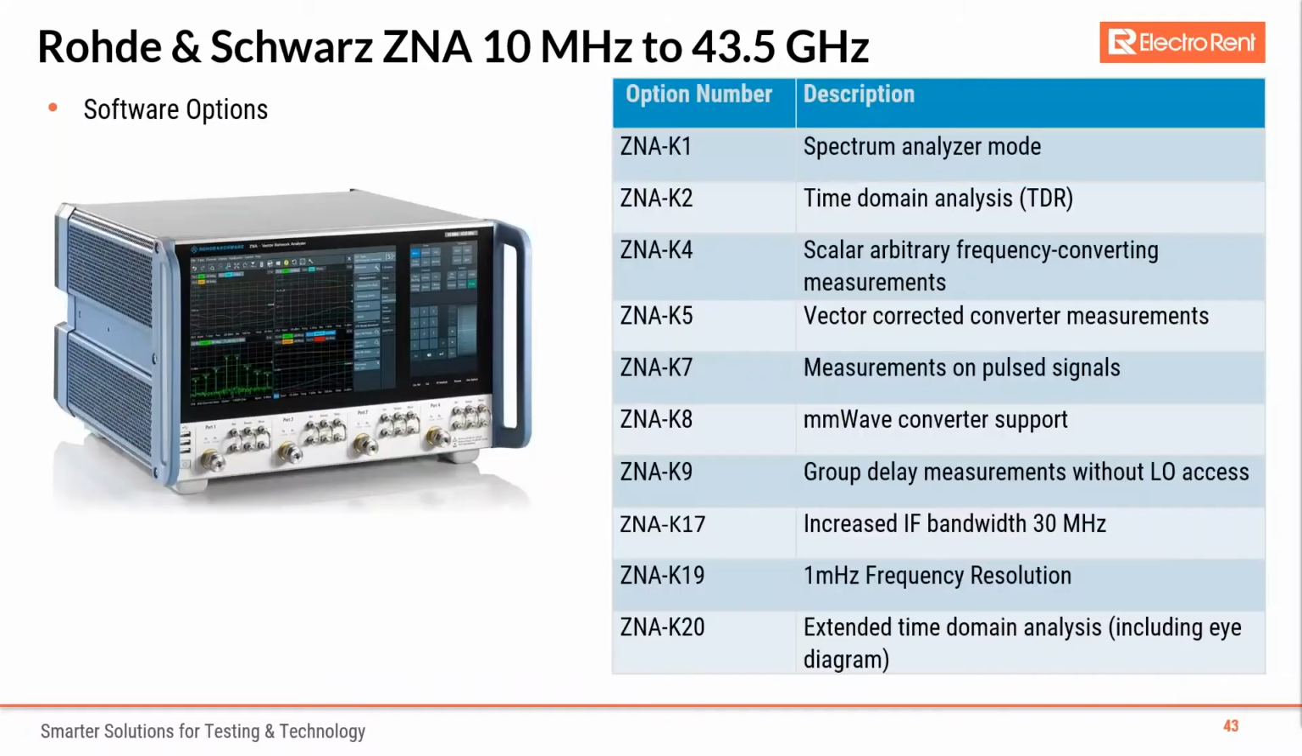Some of the options available for the ZNA here as well. Again, it's a long list of options. You can also get the spectrum analysis mode, time domain or TDR capability, scalar converting measurements, vector measurements as well, and you can do pulse measurements. And of course, as I mentioned earlier, you can add millimeter wave extenders to do millimeter converter support. You can increase your IF bandwidth in these models to 30 megahertz and have as low as 1 millihertz of frequency resolution.